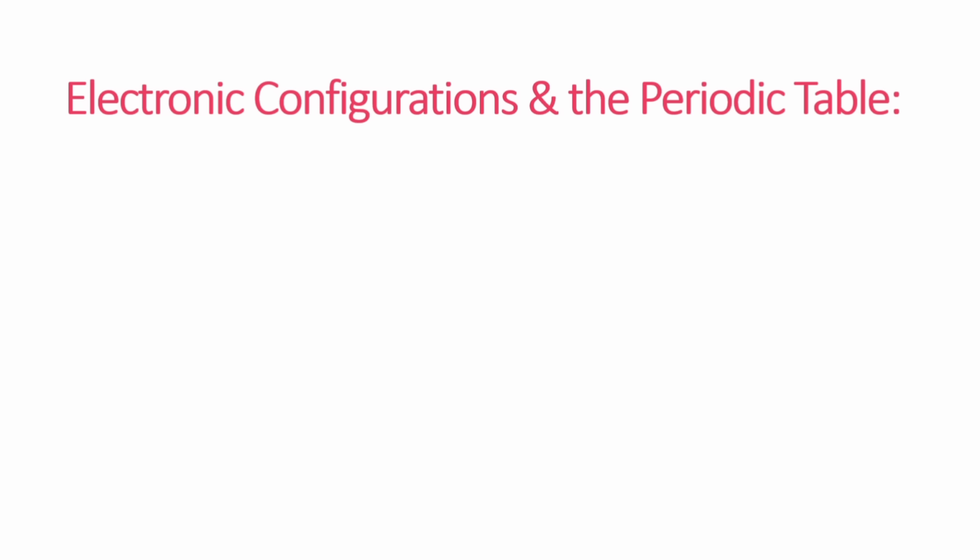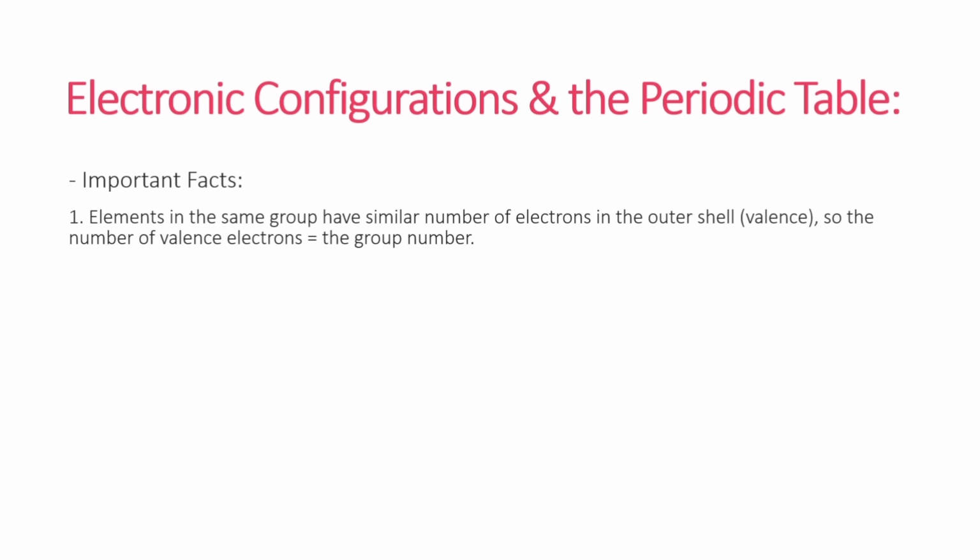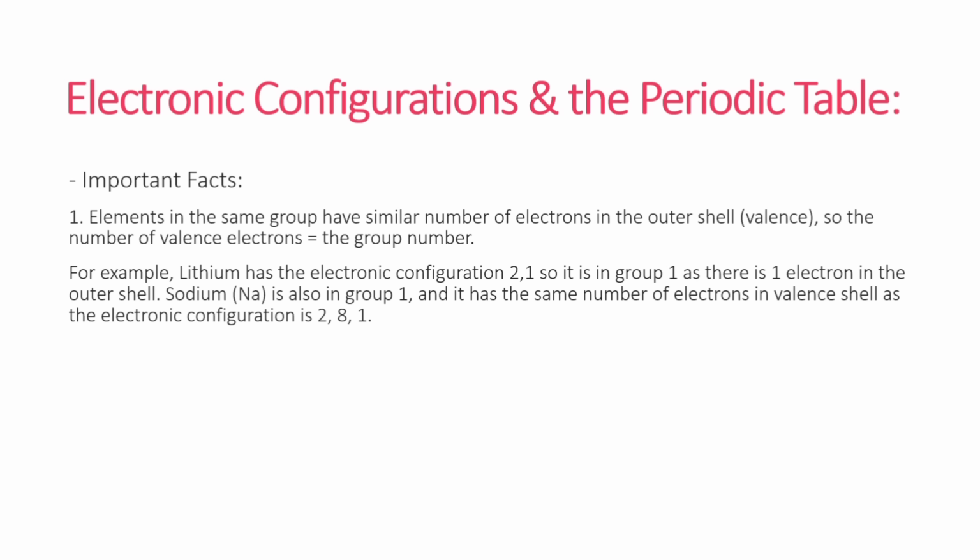Now let's move on to the relationship between electronic configurations and the periodic table, and there are 2 important facts you need to remember. The first one is that elements in the same group have a similar number of electrons in the outer shell, meaning the valence shell, as I told you earlier. So the number of valence electrons equals the group number. For example, lithium has the electronic configuration 2, 1, so it is in group 1 as there is 1 electron in the outer shell. Similarly, sodium is also in group 1 and it has the same number of electrons in the valence shell, as the electronic configuration is 2, 8, 1. In both of these elements you can see that the valence electron is 1 and they are both in group 1.